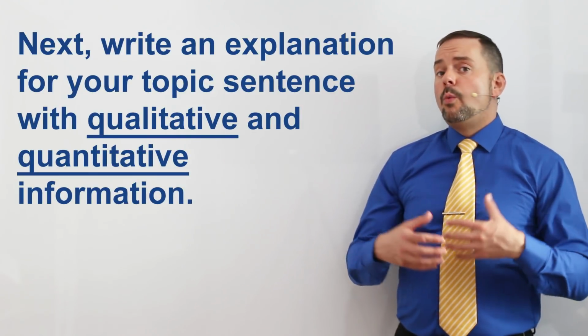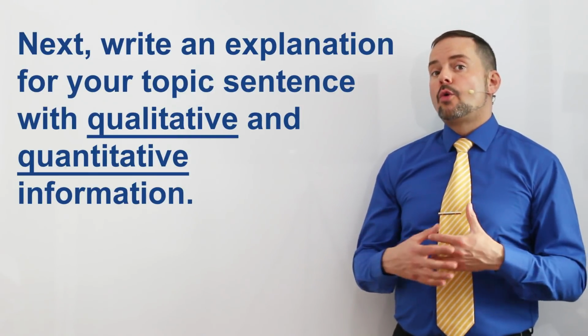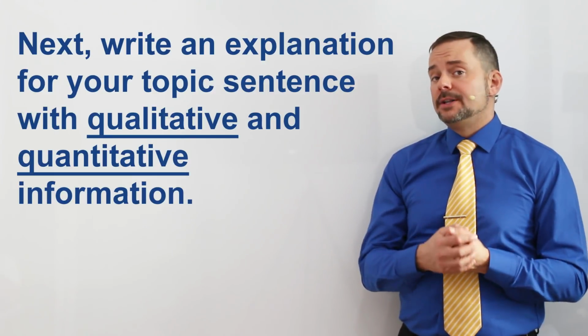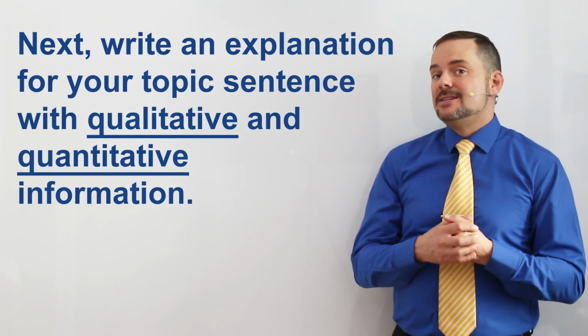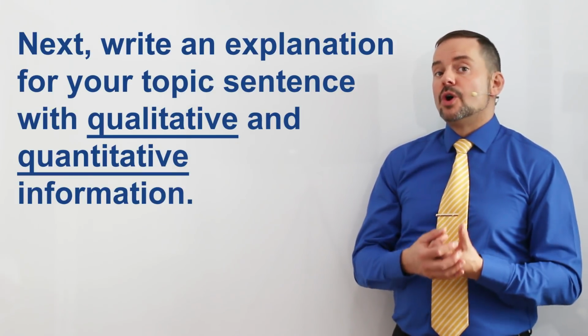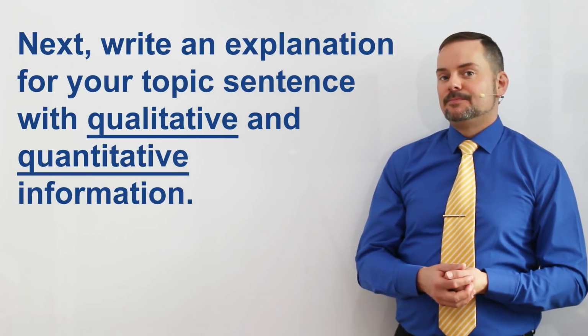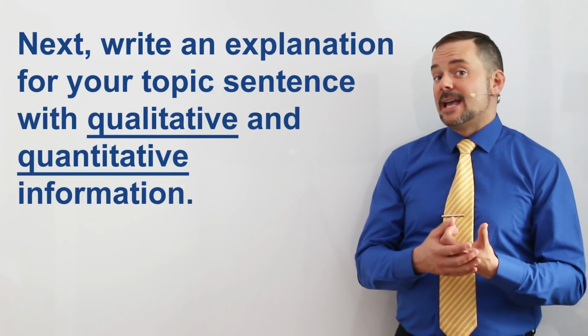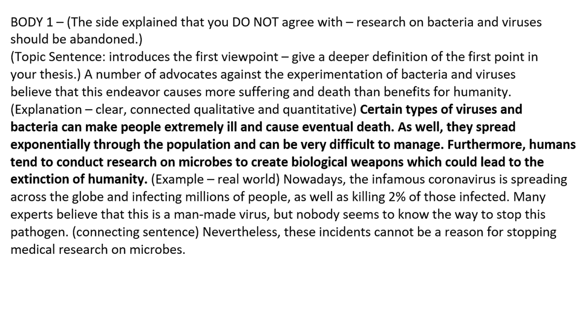Now, we need to follow the topic sentence with an explanation. This means why, clearly, qualitatively and quantitatively, meaning using numbers, explain what you just wrote in the topic sentence. Let's take a look at a sample Band 9 explanation. Certain types of viruses and bacteria can make people extremely ill and cause eventual death. As well, they spread exponentially through the population and can be very difficult to manage.